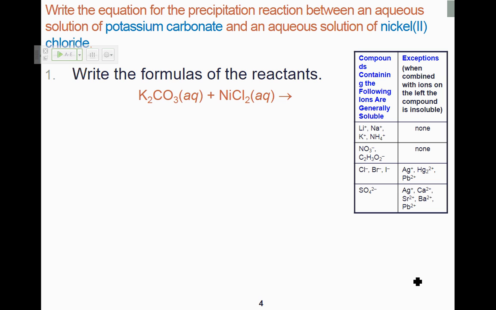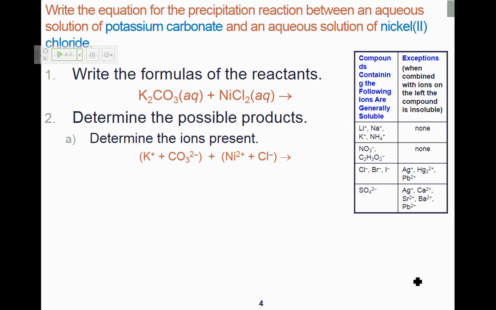So potassium is in that first row, and our CO3 2-, so it's K2CO3, and of course that's soluble, so that would be aqueous. And then our nickel chloride is NiCl2, because we know it's nickel 2, it's specified to us in the name. So now we want to write those ions. So all I'm doing is breaking up the ions present. And to determine my possible products, I'm going to switch my potassium ion to now be with chlorine, and my nickel ion to now be with CO3 2-.